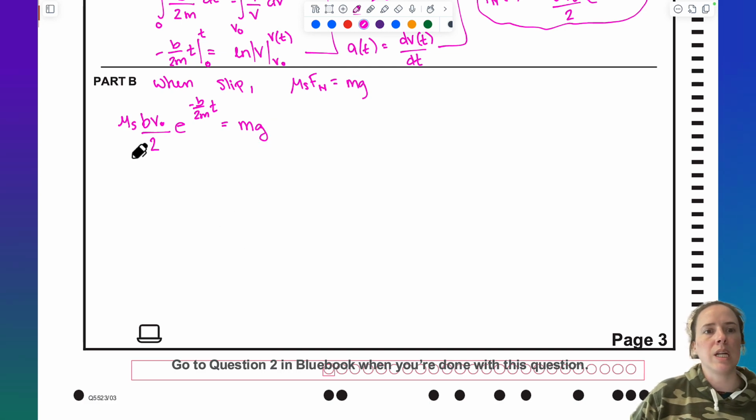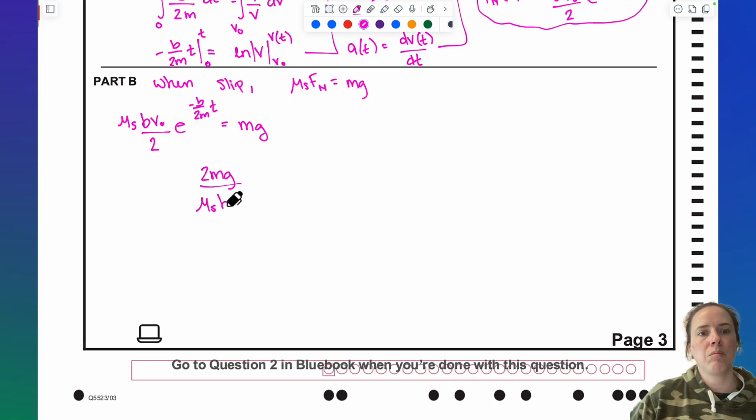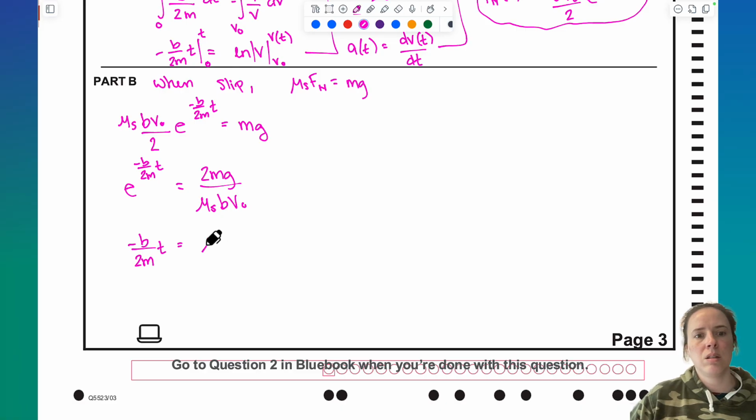So let's solve for t. So I'm going to get all this stuff over here. So that's going to give me 2mg over mu static b v naught with e to the negative b over 2m times t over here. To undo an exponential, we're going to natural log both sides. So that gives me negative b over 2m times t is equal to the natural log of 2mg over mu static b v naught.